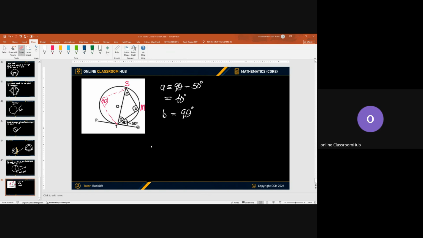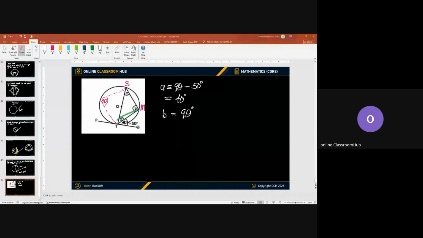Let me trace it for you. So this is the chord. This is the tangent. So the angle between a chord and a tangent, we are talking about this angle. The chord is TM. So they subtend the C. The chord subtends the C, is that not it? Yes. So straight away C is what? 50.